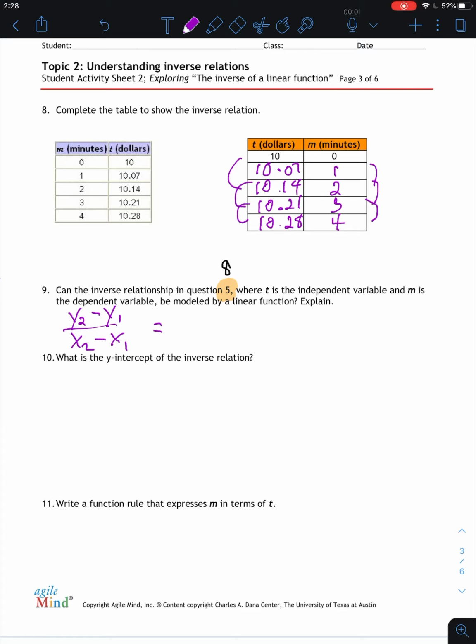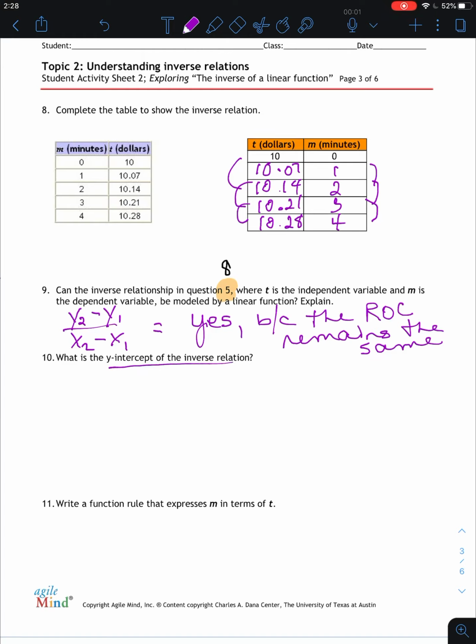So the answer to question number 9 is yes, it can be, because the rate of change, and I abbreviate that ROC, remains constant. Remains the same. And that rate of change, we need to find it here to do problem number 10. So all we need to do is use one of those slope formulas to find the rate of change.